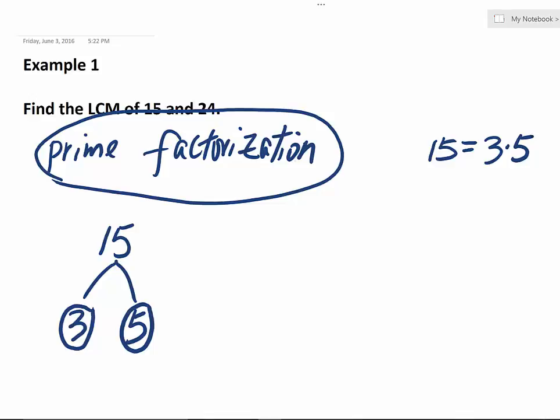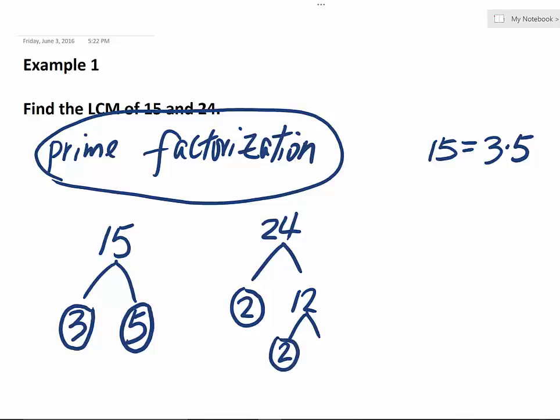And let's take a look at 24. So 24. And the smallest prime number going into 24 will be 2. 2 going into 24 12 times. However, 12 is not a prime number yet, so we're gonna keep breaking down 12. So the smallest prime number going into 12 is 2 again. 2 going into 12 will be 6 times. 2 is a prime number, but 6 is not. So we have to keep breaking down 6.